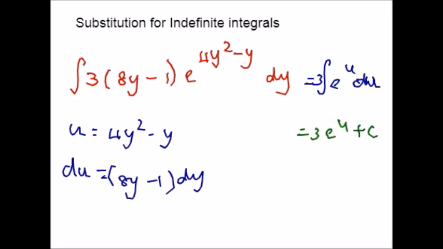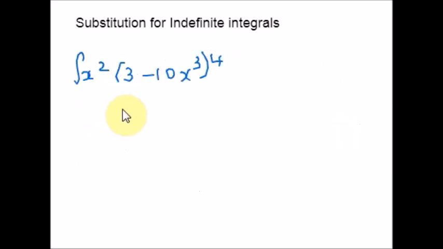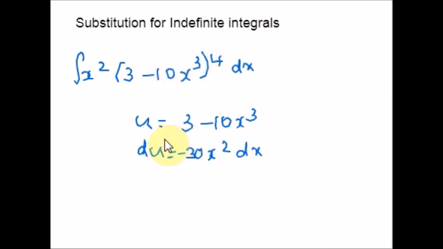Okay, let me take one more and explain it. Here is the next example. In this case, it looks like the following should be the substitution. I mean, this one. u would be 3 minus 10x cube. So, what would be du? This would become negative 30x square dx. Hope you are clear with this step?